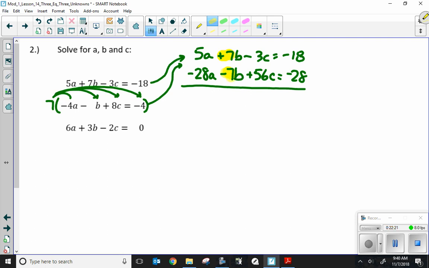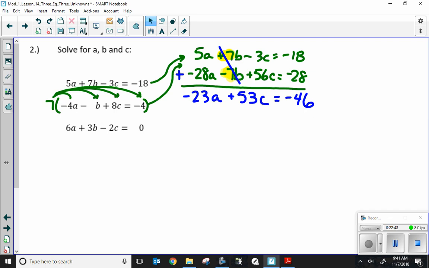Are the signs the same? No. So do I subtract? No. I add. Whew. This is where you got to be careful. It's another place. Okay, I should get negative 23a. These go bye-bye. Plus 53c equals negative 46. Yeah, those are some ugly numbers. But everything should work out as long as we're doing our math correct.